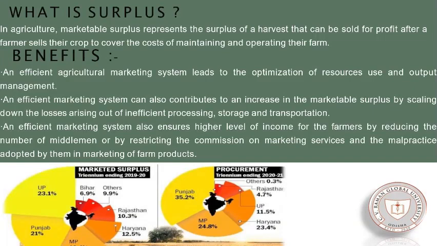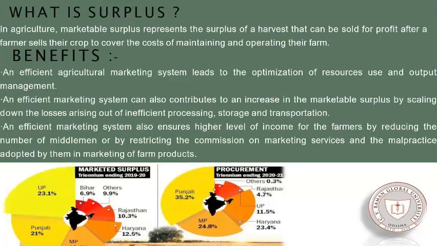Now we'll see what surplus is. In agriculture, marketable surplus represents the surplus of a harvest that can be sold for profit after a farmer sells their crop to cover the cost of maintaining and operating their farms.